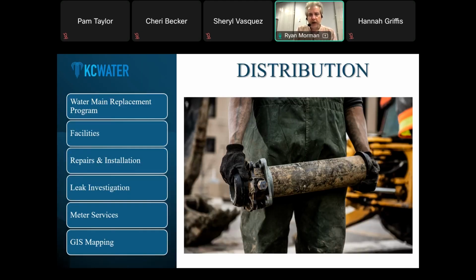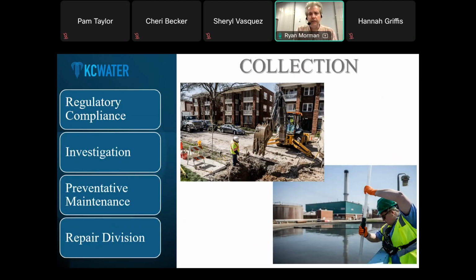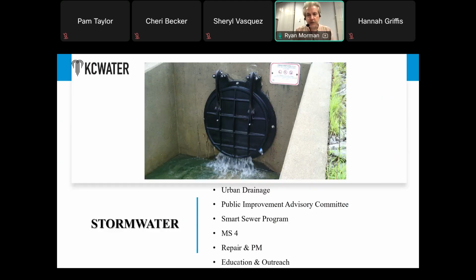Now, we are also working with distribution, collection, but I want to talk about stormwater because that's really what my field is in. So my role is a part of what's called smart sewer. And back in 2010, the EPA put a mandate on Kansas City known as the MS4 consent decree. And in that mandate, Kansas City had to address stormwater runoff. And it was not just in terms of addressing the infrastructure, but also educating the community about stormwater runoff.